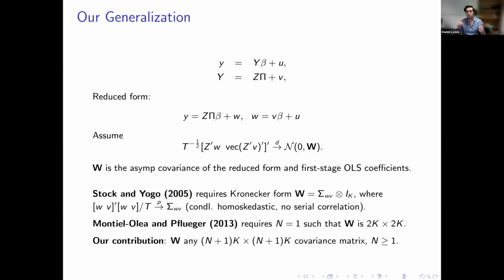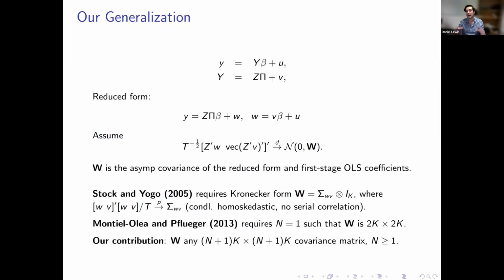So in Stock-Yogo, this matrix W is required to have a very special form. It's required to have a Kronecker product form, which is essentially imposing the conditional homoscedasticity and no serial correlation that I mentioned before. This is where the key assumption is coming in. Montiel-Olea and Pflueger, on the other hand, allow W to have a more general form, but require that N is only equal to 1. So W is always of dimension 2K by 2K. What our contribution is in this paper is to allow W to be any (N plus 1)K by (N plus 1)K matrix, where N is greater than or equal to 1.